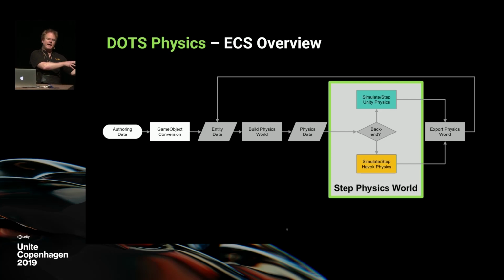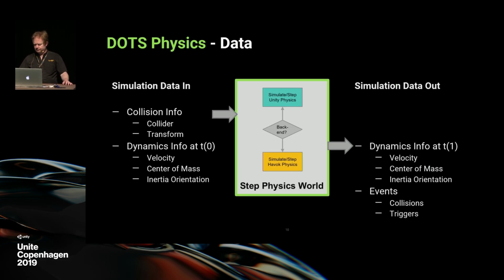We're using the same data from the authoring side through to the IComponentData. All of that's going to be fed into Unity physics or Havok physics, so we want to touch a little bit more on what's going on there. And then once that system has done its work, the final export physics system takes that optimized for runtime data and puts it back into your component ECS data.